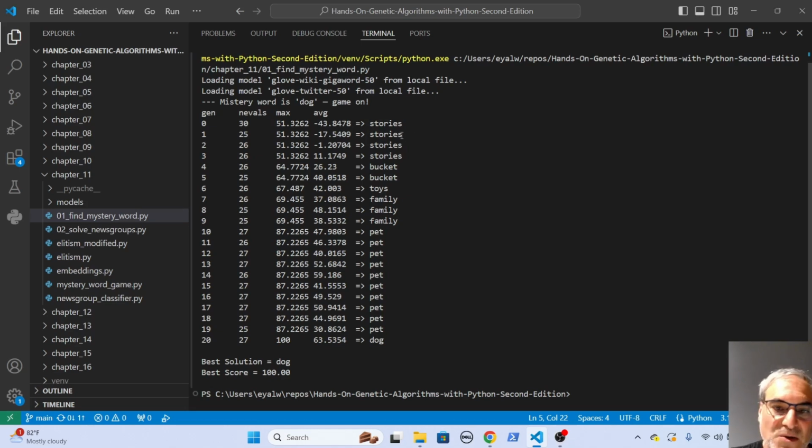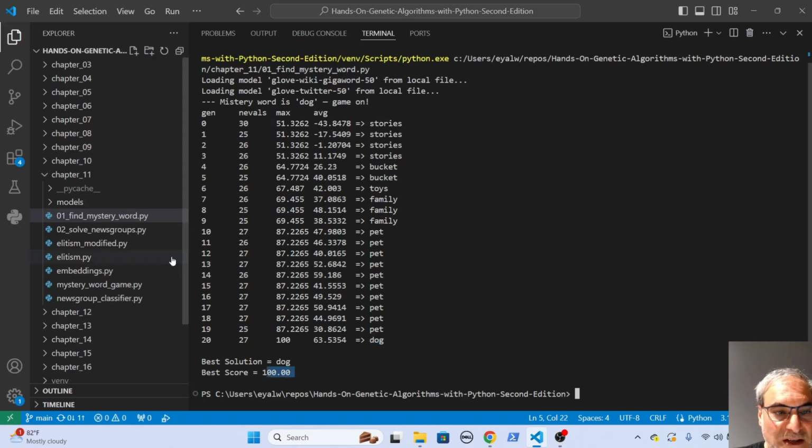So it starts with stories, which happens to be the closest word from all the words. We're trying to guess the word dog, to remind you. So it went from stories, and then bucket, and then toys, and then family, and then pet, and after a while, it finally finds dog. So after 20 generations, it was able to guess the word, and the score is 100.